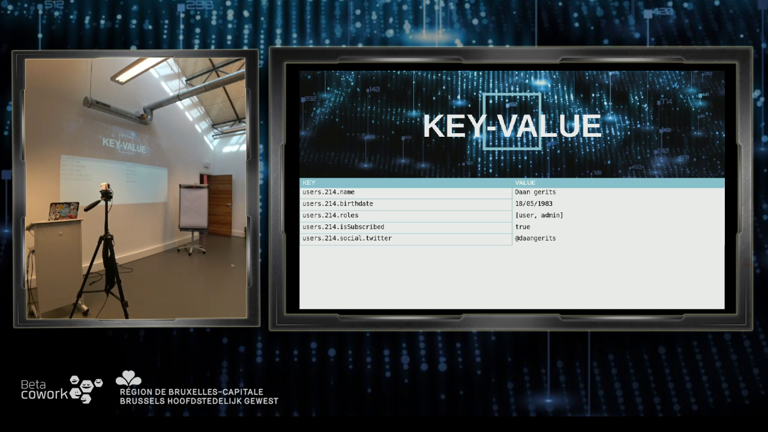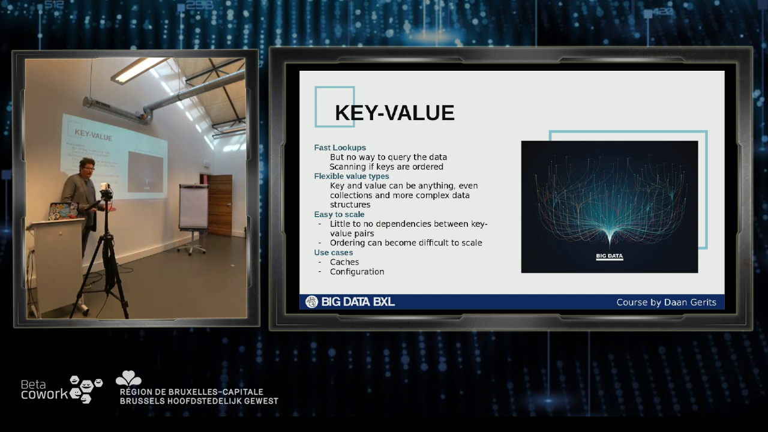Well, for one, I see that one record doesn't necessarily have all the data of a specific entity. Like users 214 here, I see that thing coming back in all of them. So if I want to have the full view of that user, I need to retrieve multiple of these records. But a key value store in essence is pretty simple. You have a key and you have a value. That's it.